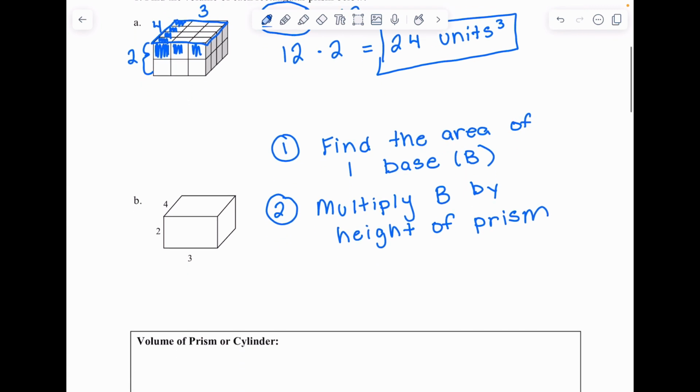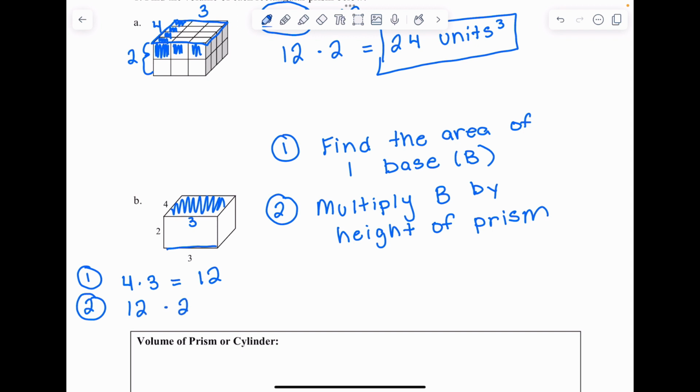So let's try this. I'm first going to find the area of my base. So if this length is 3, I know its opposite length is 3. So to find the area of that rectangle, I do base times height, 4 times 3, which is 12. That was step 1. And then step 2 is to take my area of the base, which is 12, and multiply by the height of the prism, which is 2. And I still get 24 units cubed.